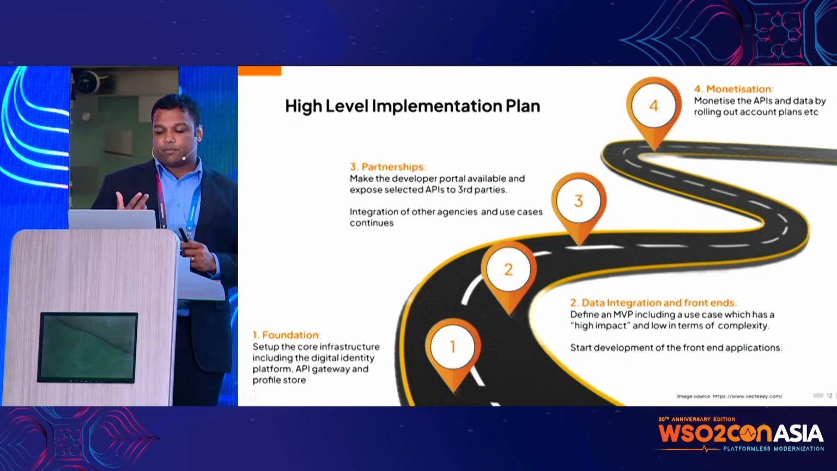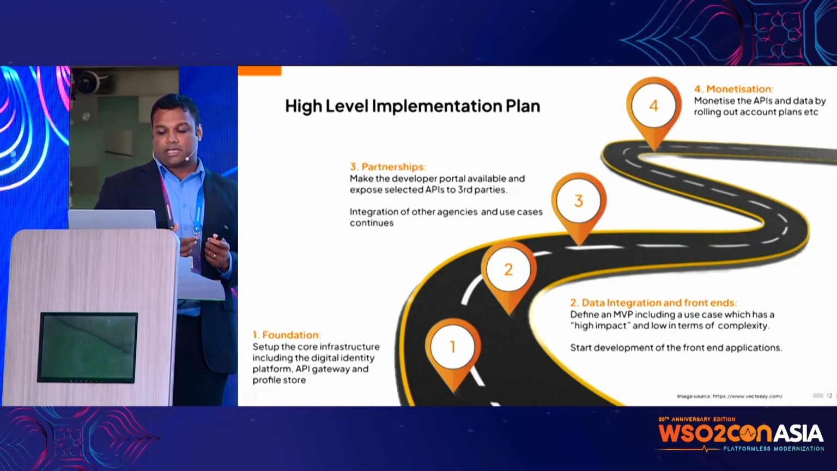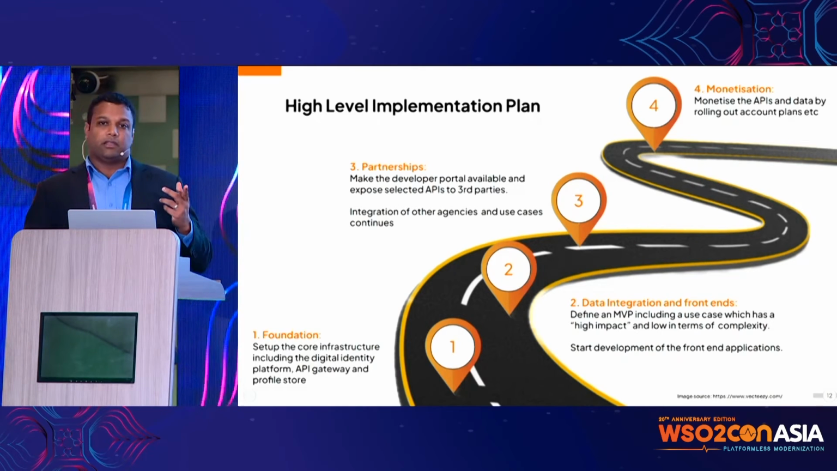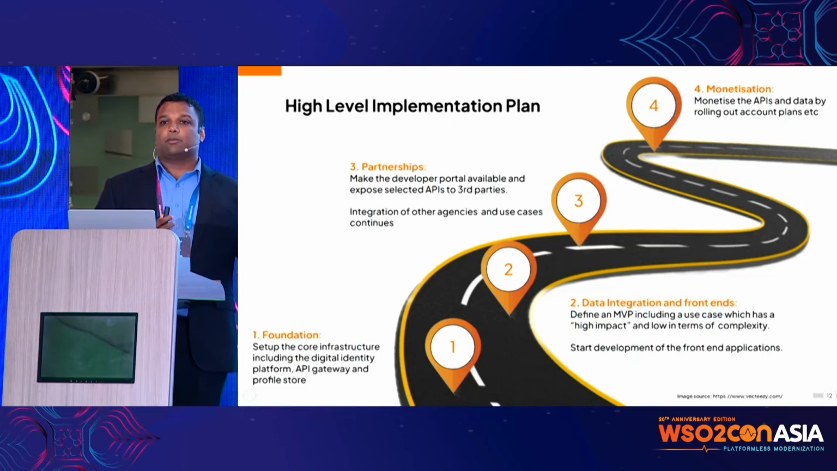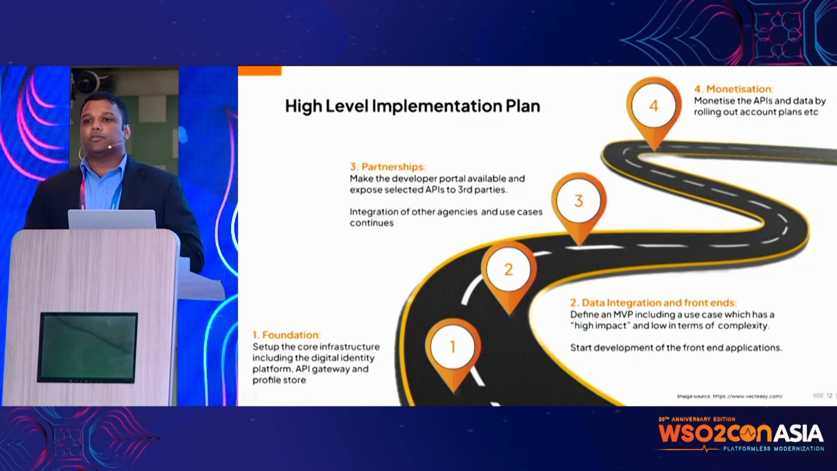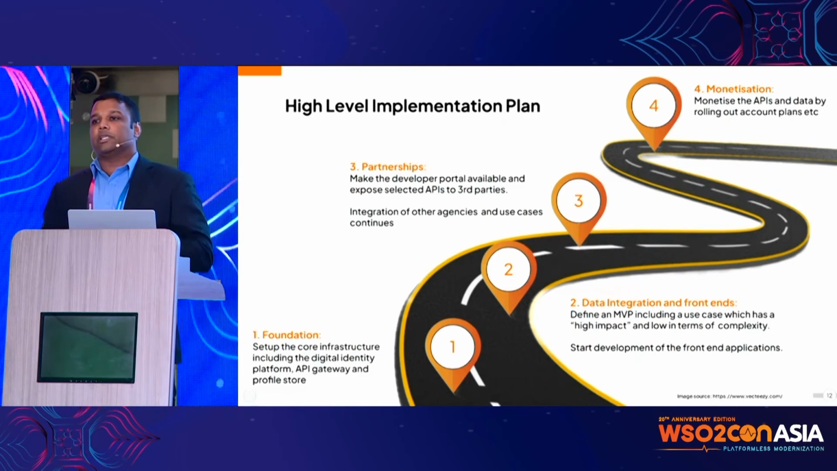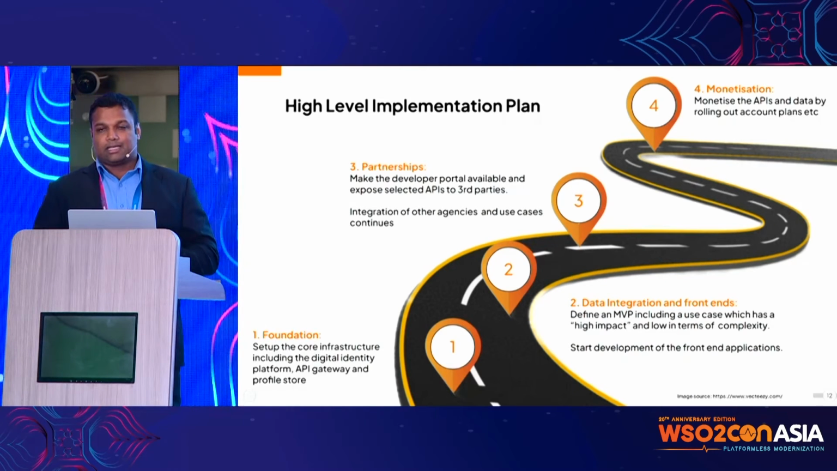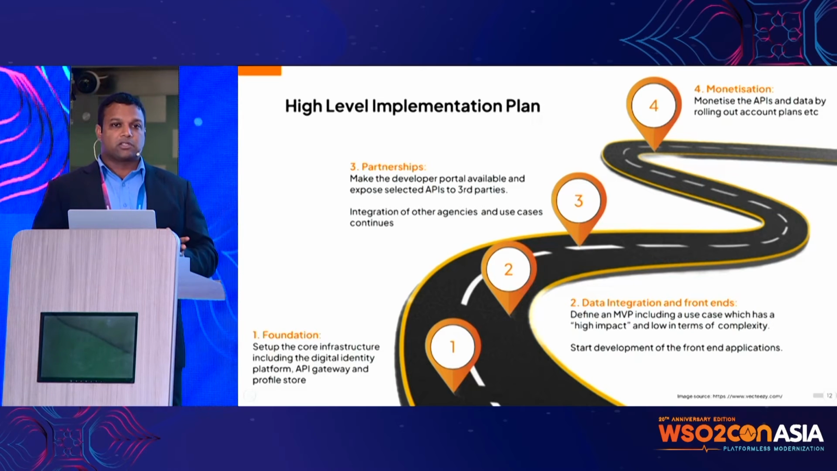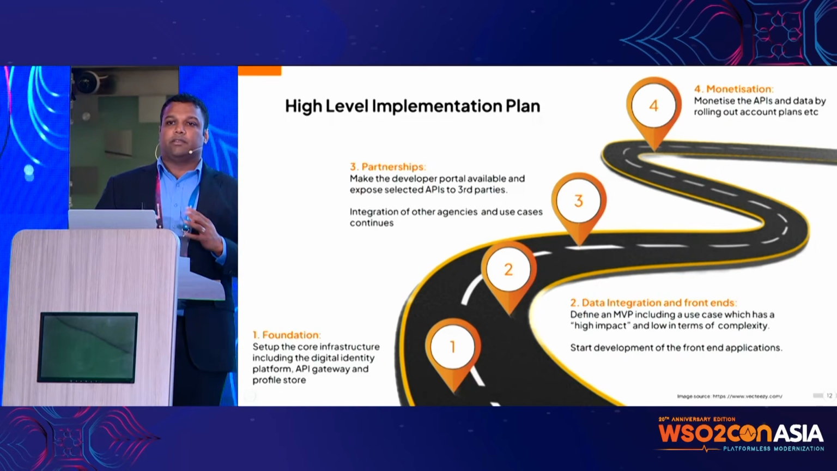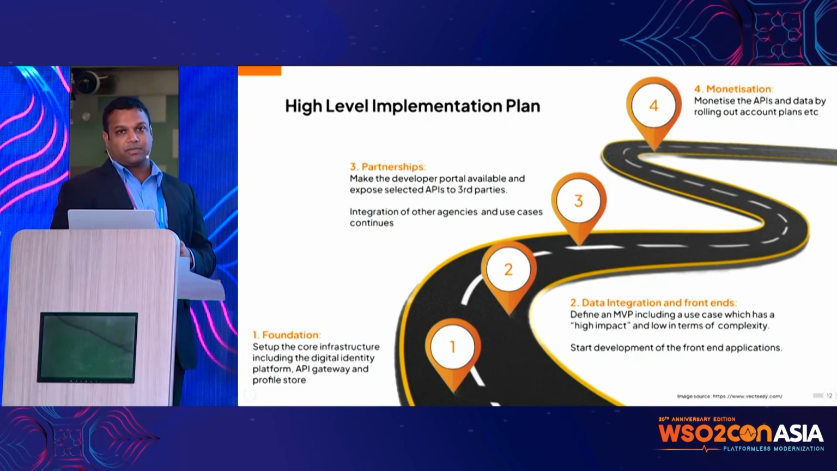The second step would be where your data integrations start to flow through that system and your front ends get developed. It's important to define an MVP that you roll out initially, and that MVP has to address some low-hanging fruit. You need to look at use cases that will impact a large number of users, but are pretty low in terms of technical complexity. Things like renewing your registration for your vehicle. Everyone's got to do it once a year, and the information you require resides within a single agency, so the integration doesn't become complex.